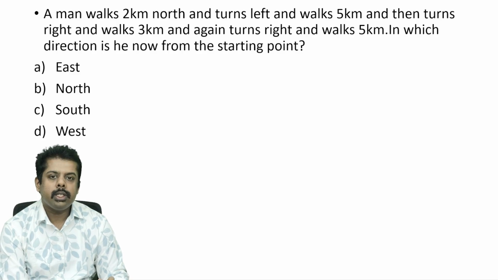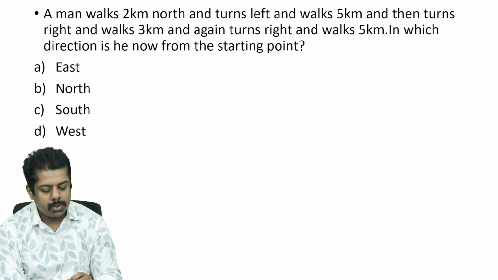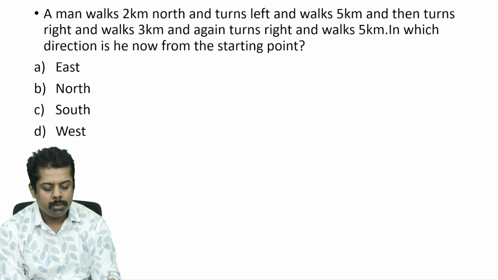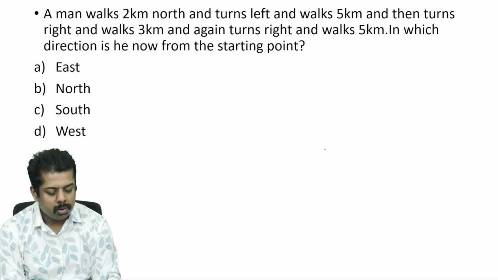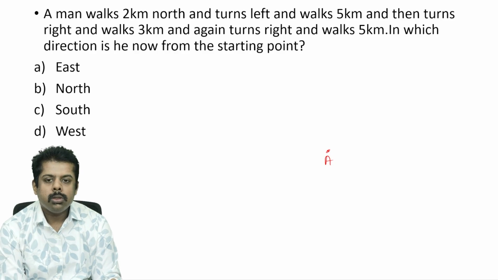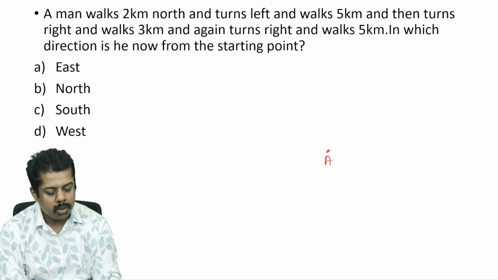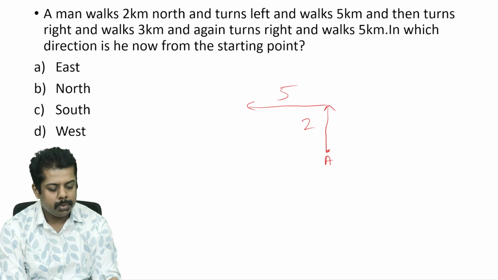Okay. Now moving on to the next question here. Here as well, they have just asked the direction only. So we can just draw the basic diagram. Okay. Now starting point we have marked as A. So man is going 2 kilometer north. Okay. Now from there he takes a left. Okay, that is 5 kilometer.